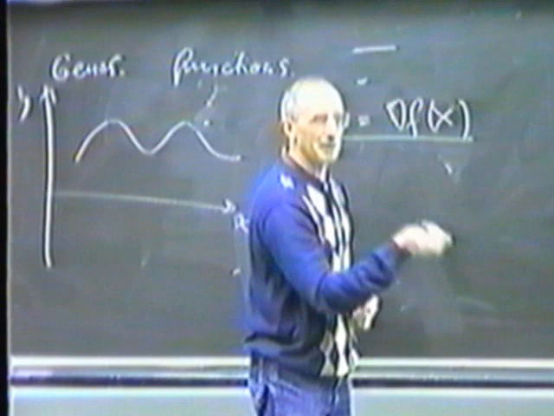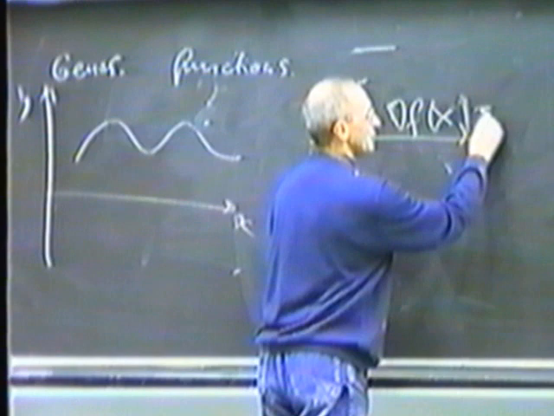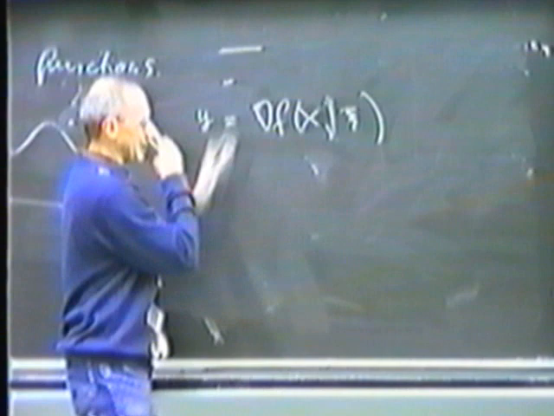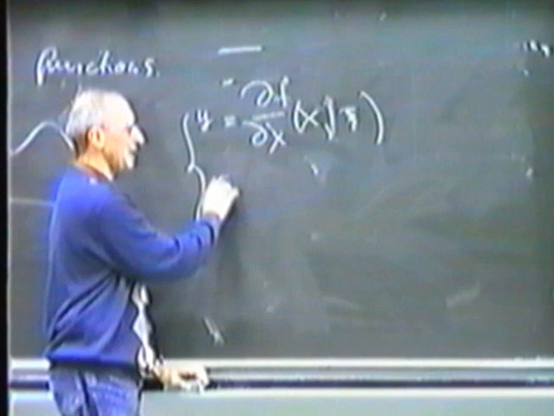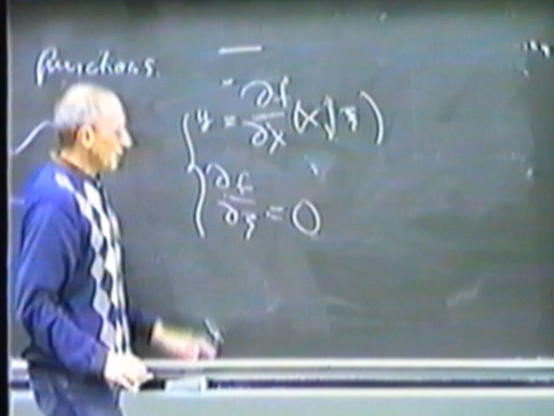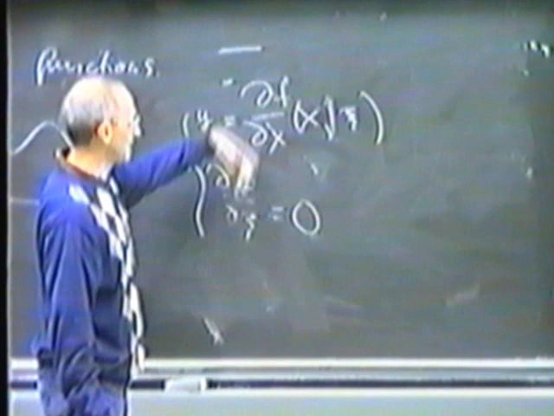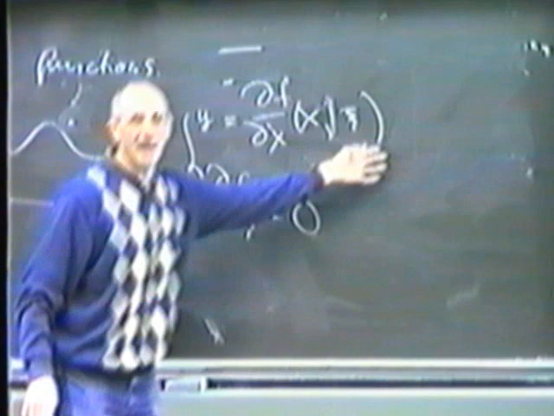For this, I will introduce extra parameters. Suppose you have a function which depends on some extra parameter c, and now I consider the equation y equals df over dx, meaning the gradient of this one, but then I have to do something with respect to the parameter. I require df over dc equals 0. So you have a system of two equations, and you exclude c from these equations by plugging in 0. If you can present your Lagrangian manifold in this form, then you say that f of x, c is a generating function for the Lagrangian manifold.